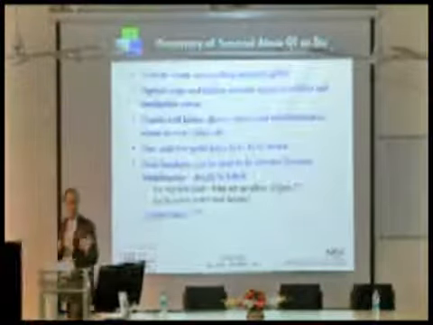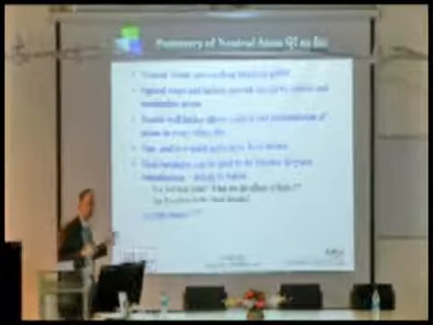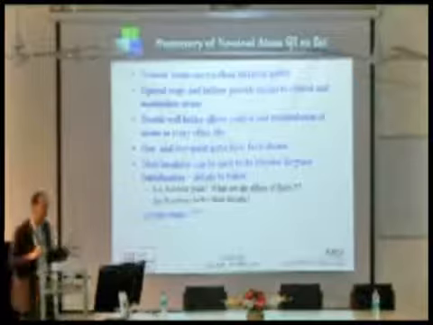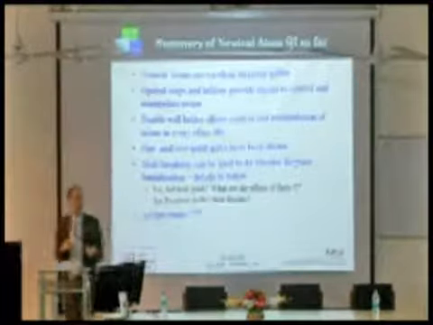The neutral atoms, they're excellent qubits. We've been manipulating them for 50 years. We know how to do this. Optical traps, we have more and more control of these atoms every day. The double well lattice allows us control and manipulation. And we have shown one and two qubit gates.